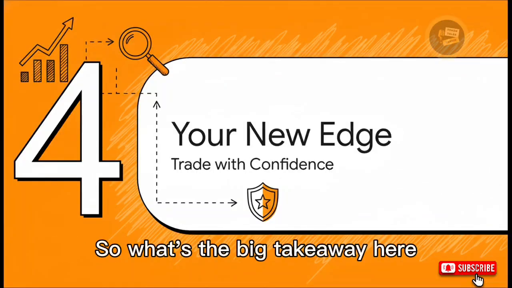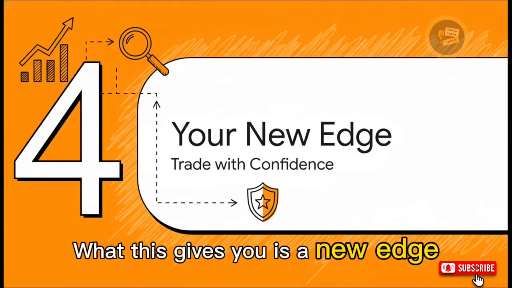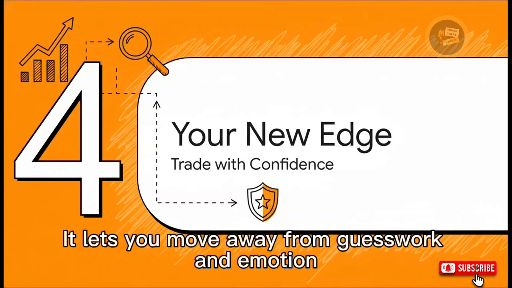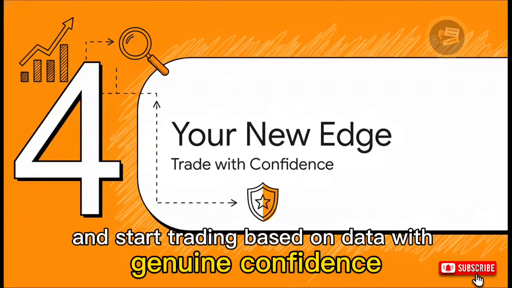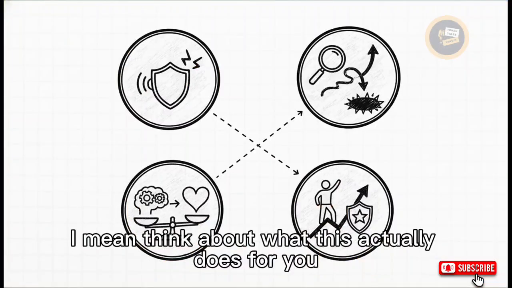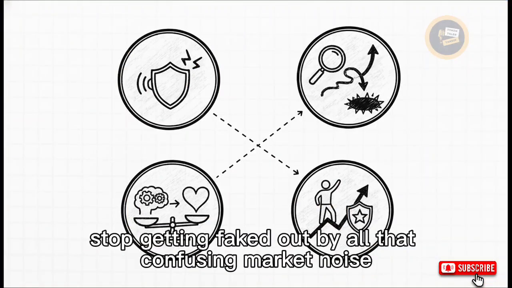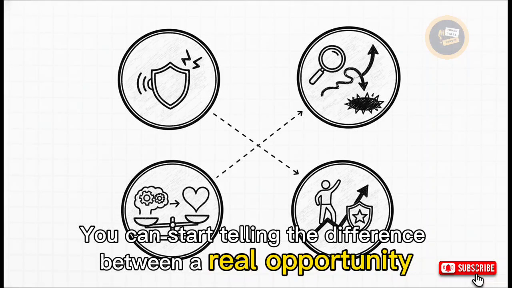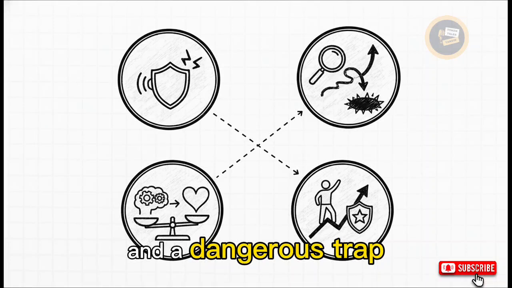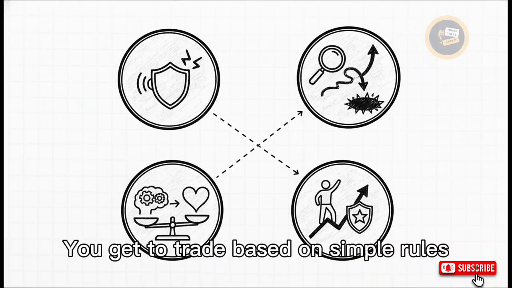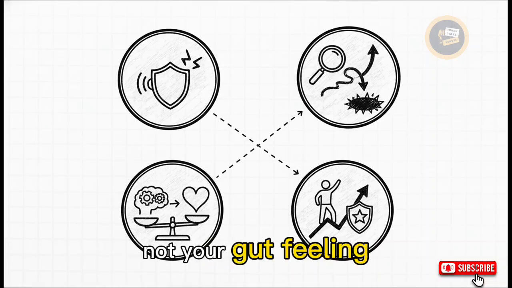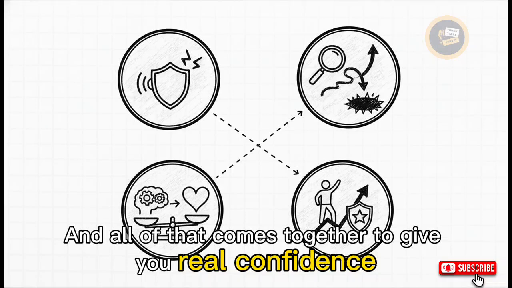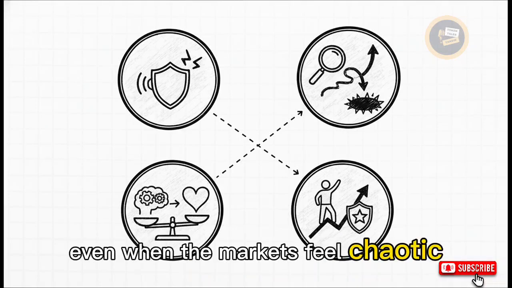So what's the big takeaway here? What this gives you is a new edge. It lets you move away from guesswork and emotion and start trading based on data with genuine confidence. I mean, think about what this actually does for you. You can finally stop getting faked out by all that confusing market noise. You can start telling the difference between a real opportunity and a dangerous trap. You get to trade based on simple rules, not your gut feeling. And all of that comes together to give you real confidence, even when the markets feel chaotic.